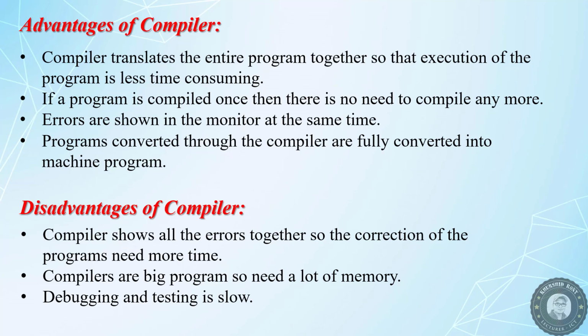Advantages of compiler. Compiler translates the entire program together so that execution of the program is less time consuming. If a program is compiled once, then there is no need to compile anymore. Errors are shown on the monitor at the same time. Programs converted through the compiler are fully converted into machine program. Disadvantages of compiler. Compiler shows all the errors together so correction of the programs needs more time. Compilers are big programs so they need a lot of memory. Debugging and testing is slow.